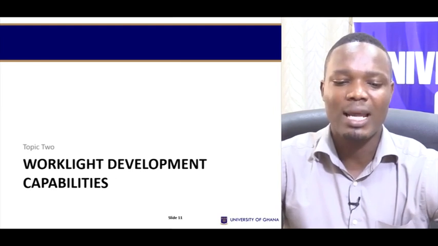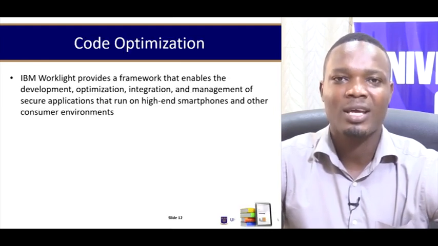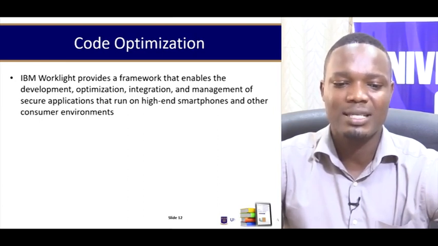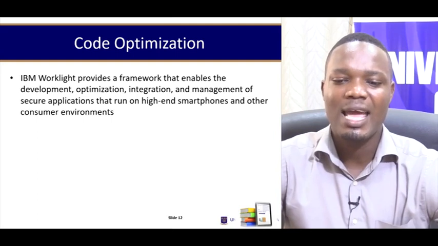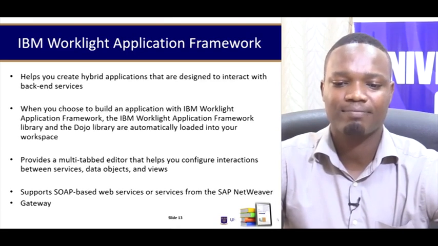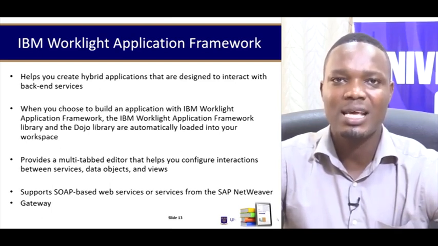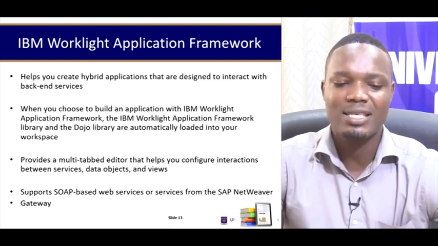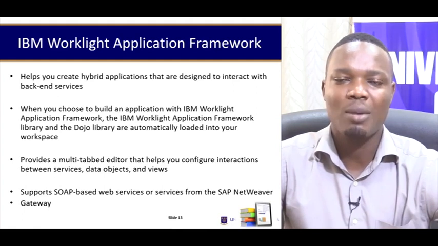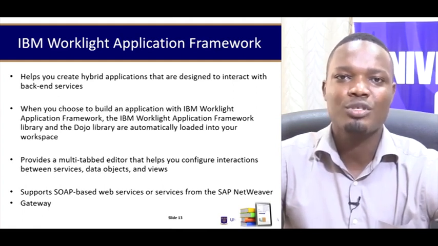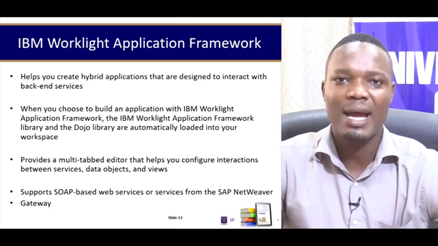We'll now want to talk about Worklight development capabilities. The first thing we want to talk about is code optimization. Now, IBM Worklight provides a framework that enables the development, optimization, integration, and management of secure applications that run on high-end smartphones and other consumer environments. Now, the application framework helps you to create hybrid applications that are designed to interact with back-end services. During this course, we'll talk about several back-end services, and we are even going to build applications to talk to most of these back-end services.